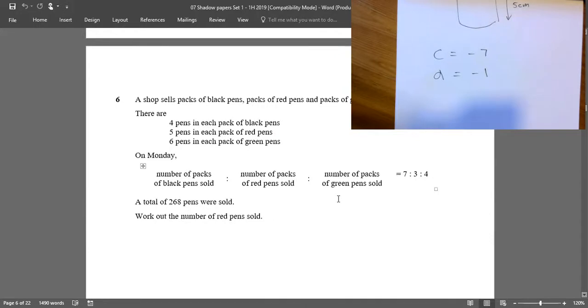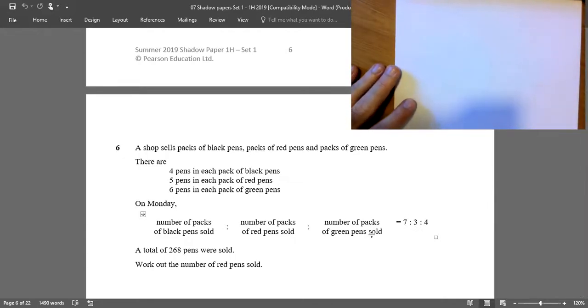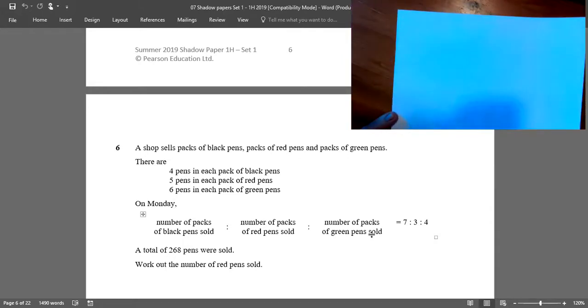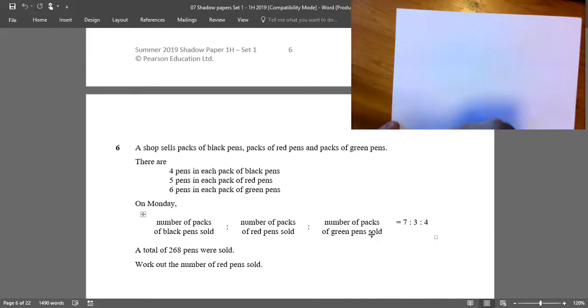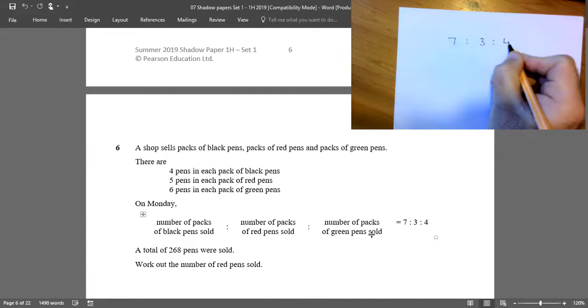So question number 6. Okay, so let's have a quick read through question number 6. A shop sells packs of pens, black, red, and green pens. There are 4 pens in each pack of black ones, 5 in each red, and 6 in each green. Now the ratio of black to red to green sold was 7 to 3 to 4, and that's packs.